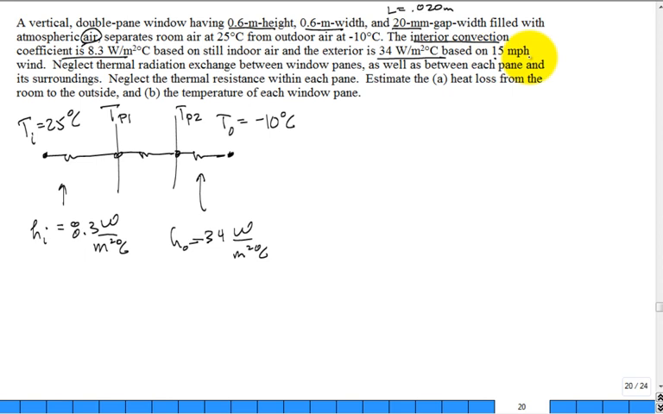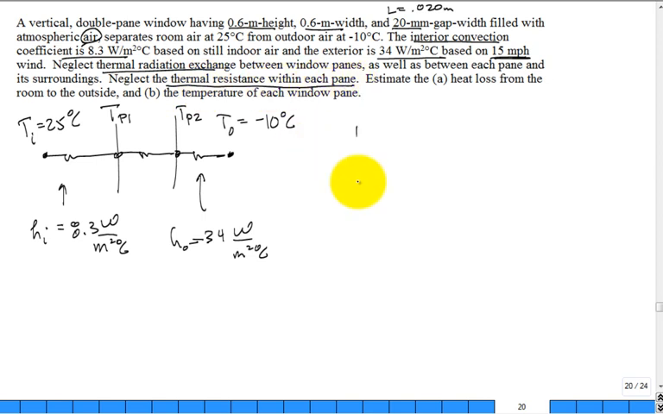Again, that is a traditional energy analysis. You're going to assume 15 mile per hour wind. It's high wind, blows more in the winter, and so that's a standard value used. All right, so neglect thermal radiation. Make the problem easy. And then neglect thermal resistance within each window pane.